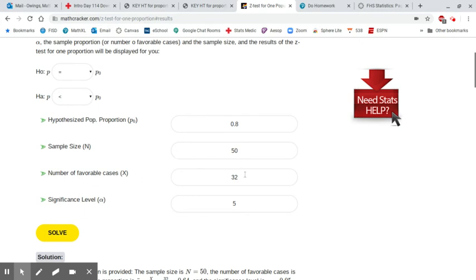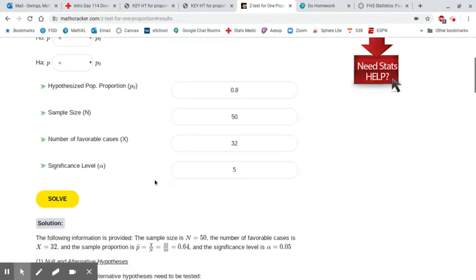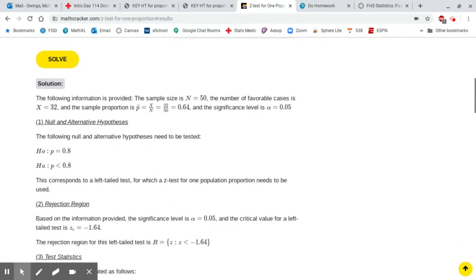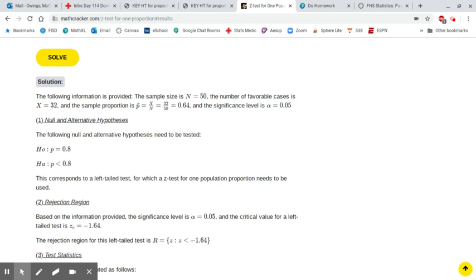Favorable cases, how many times should you make it? 32. And significance level, that's 5 for 5%. That's what we're going to be comparing to. When you hit solve, it takes a few seconds, maybe like 15 to 30 seconds, probably less for your faster computer speeds than mine, to give you all this output here.